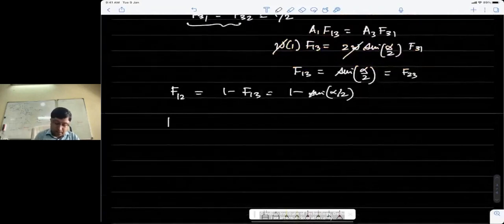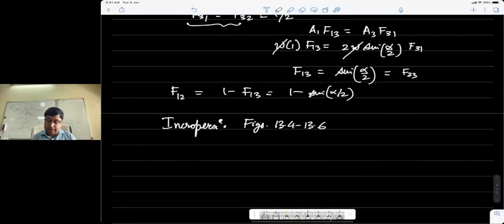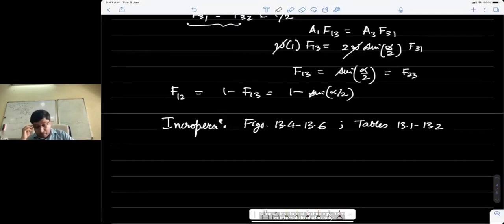I think if you look at Incropera's book, there are figures, I think, 13.4 to 13.6, which list down some of the more complex cases, and also tables 13.1 and 13.2, which have a list of some complex cases where the integrals have already been computed and you don't need to compute them. So we just need to see what the view factor there is. We can just plug in values and we should be able to calculate what the view factors are for those complex scenarios.